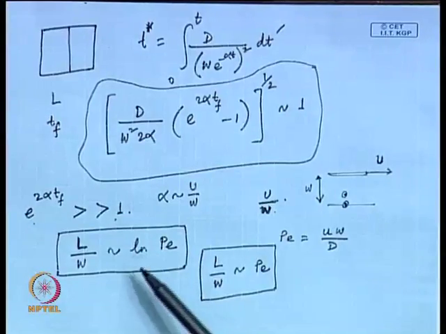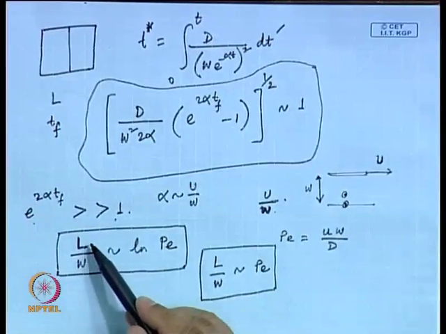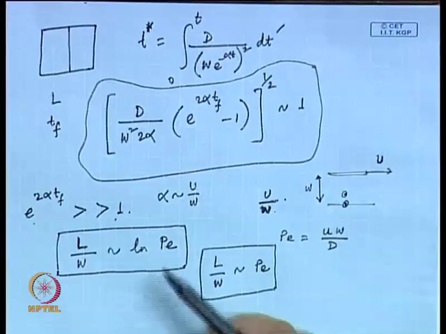If you want to have some length left, that is up to you. You can have extra length, but this is the minimum length that you have to provide if you want to ensure the mixing is complete. So, that is L. If you have a chaotic mixing, with a stretching function similar to alpha, the way we have defined, you will get L by W scaling to ln of Peclet number.